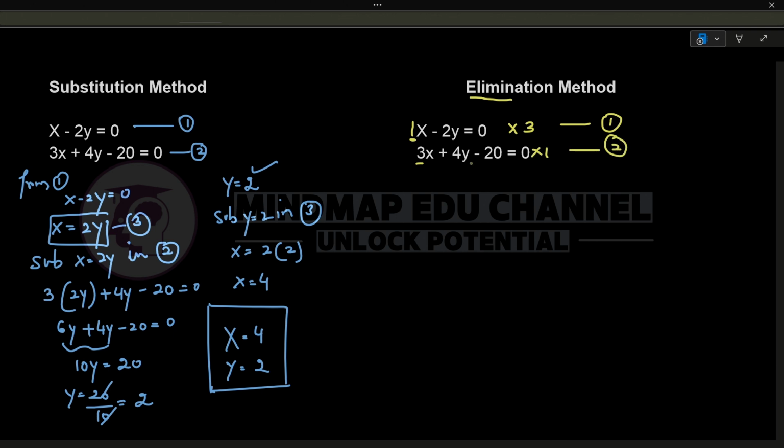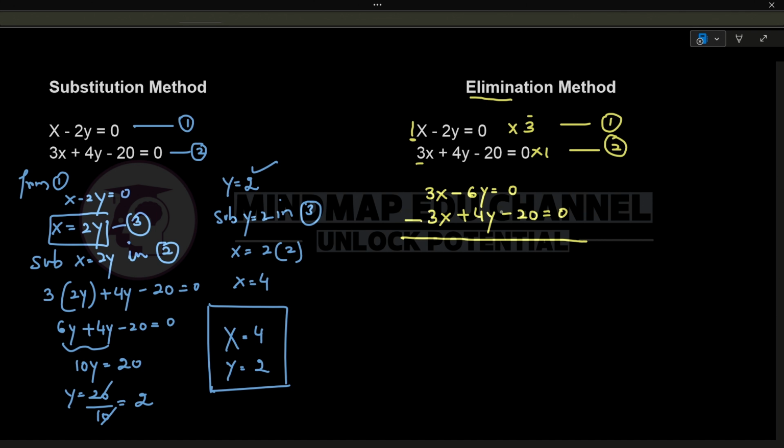So, we have two equations. Let's multiply the whole equation with 3: 3x minus 3 twos are 6y equals 0. You have to multiply the whole equation. And here we will get 3x plus 4y minus 20 equals 0. Now, you see the first terms are equal, but we cannot cancel them because their sign is the same. For that, we have to subtract.